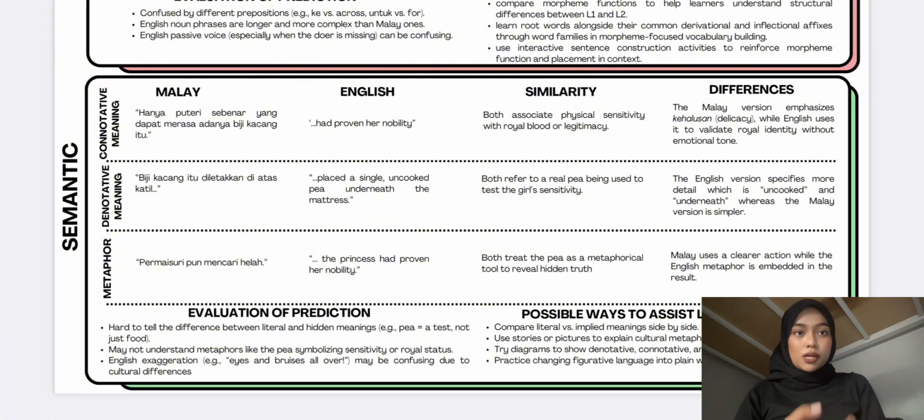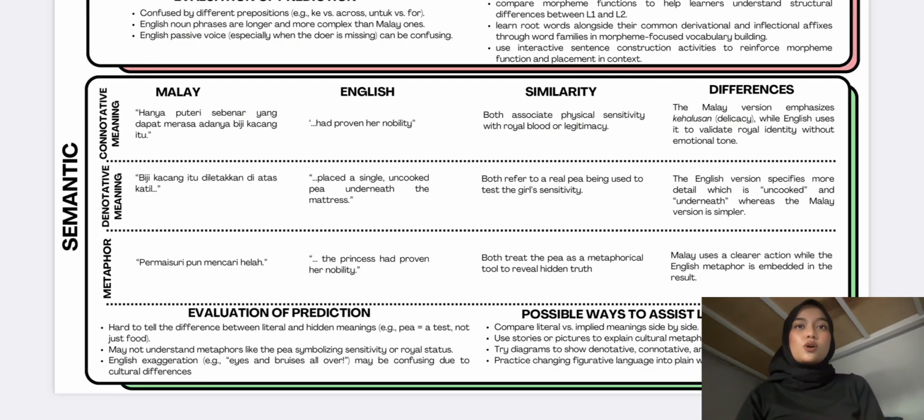And the last one is metaphor. As for metaphor, the Malay excerpt here is "permaisuri pun mencari helah." And for the English version, "the princess had proven her nobility." So both actually treat the pea as a metaphorical tool to reveal hidden truth. And as for the differences, Malay uses a clearer action, while the English metaphor is embedded in the result.